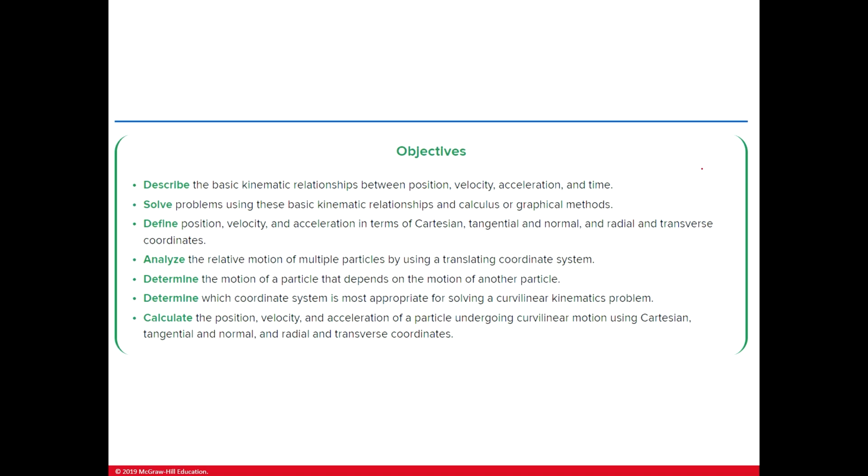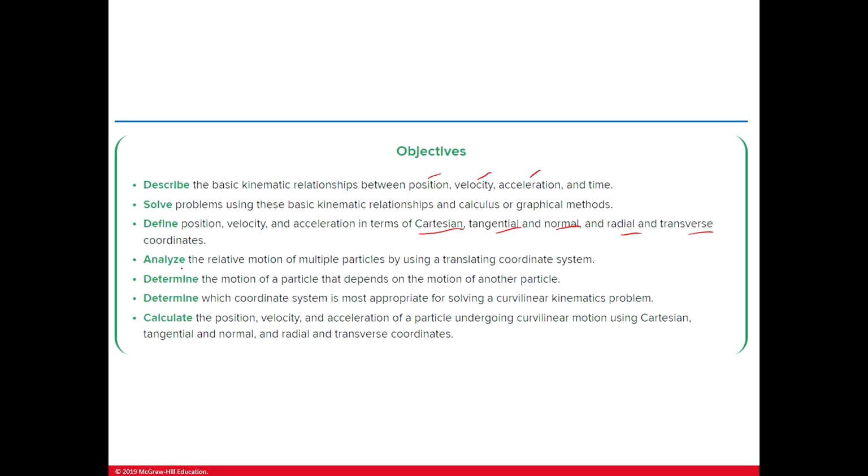First of all, the objectives are to describe the basic kinematic relations between position, velocity, and acceleration. So we're going to understand how to compute those and how to create relationships between them. The basic relationship is a derivation and an integration between them. We're going to be solving problems using these relationships, and we're going to be able to define velocity, acceleration, and position in Cartesian coordinates. Later in other chapters, we're going to use polar coordinates and spherical coordinates depending on the problem. We also want to define the tangential and normal, as well as the radial and transverse coordinates.